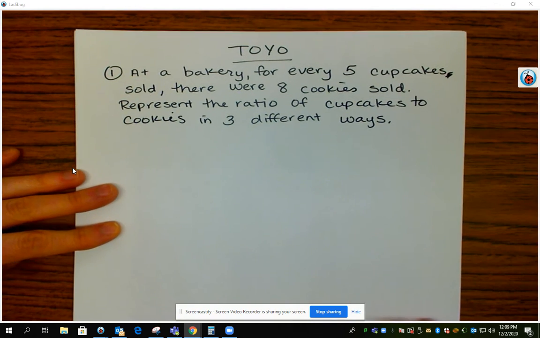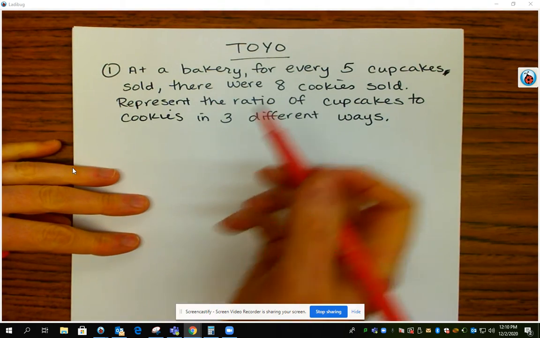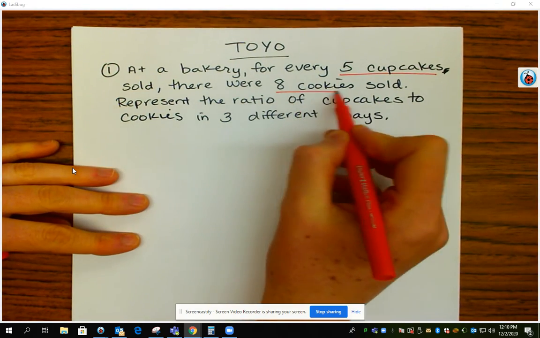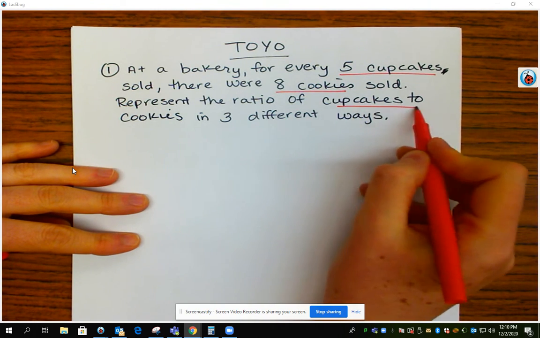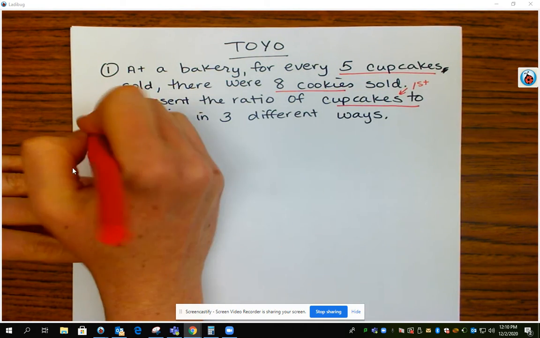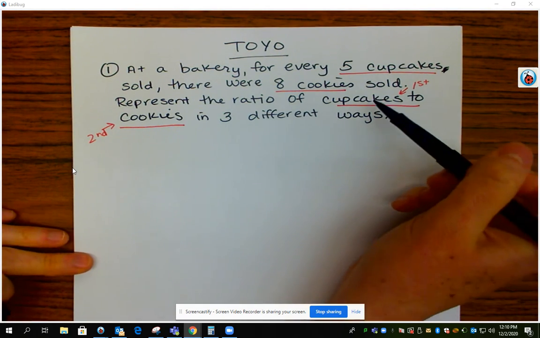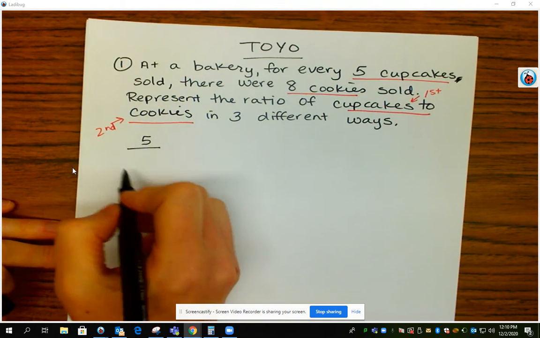Okay, so pause the video, use your notes and see if you can come up with 3 ways, and then unpause and we'll talk about it. All right, hopefully you're back. So if I was approaching this, first thing I would do is underline important information. I know there's 5 cupcakes for every 8 cookies, right? It says represent the ratio of cupcakes to cookies. That's where my order comes in. So I know cupcakes has to be first and cookies has to be second.